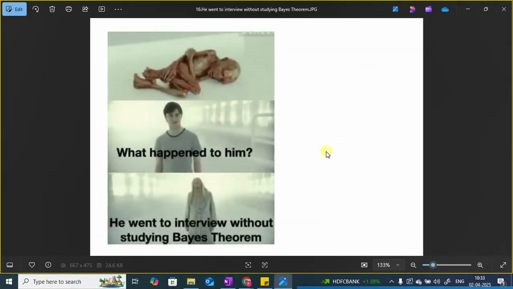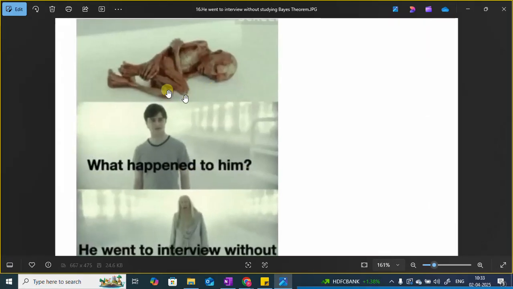Now this is a funny incident, guys. For example, a person went to an interview without preparing Bayes theorem or without studying conditional probability. Then what will happen to him or her? What's the situation? This is a funny picture I'm showing you. He or she went to the interview without studying Bayes theorem. Then what happens to him? Now you can see the picture. I don't need to speak or explain; by seeing the diagram, you'll get to know. Directly or indirectly, I am telling you it is that important.